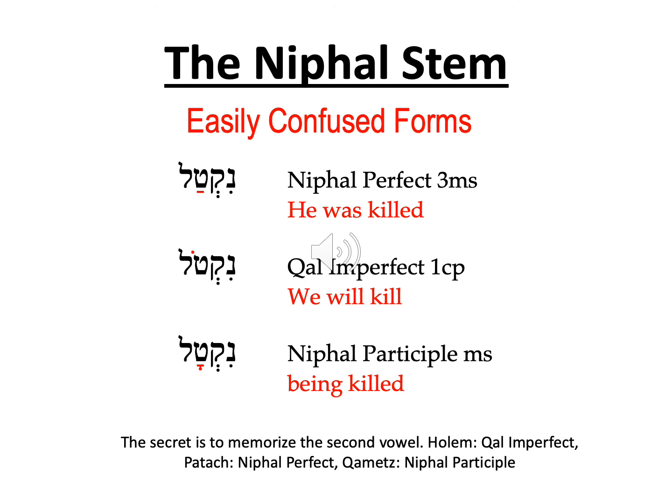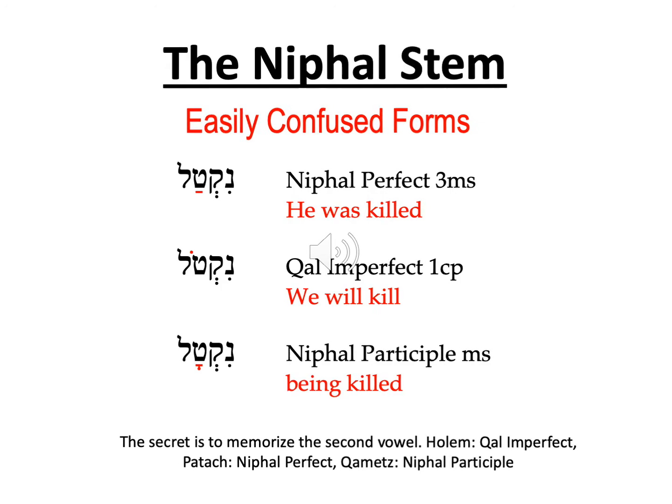Really, the secret is to memorize the second vowel. In the Qal imperfect, it is a holem stem vowel. In the Niphal perfect, it is a patach, and in the Niphal participle, it is a qamets.